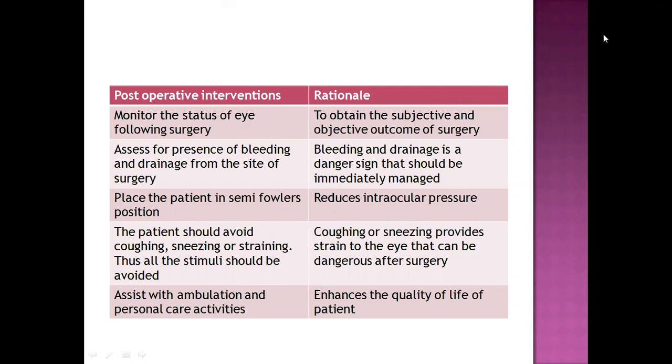The patient should be placed in semi-Fowler's position so that intraocular pressure can be reduced. Also, the patient should avoid coughing, sneezing, or straining. Coughing and sneezing can occur if the patient has a viral infection. Straining can occur due to constipation. All these can be stimuli which can increase the pressure in the eye. So that should be reduced.